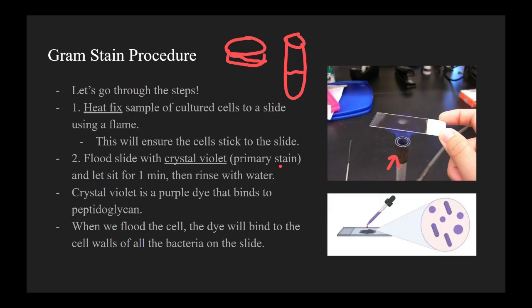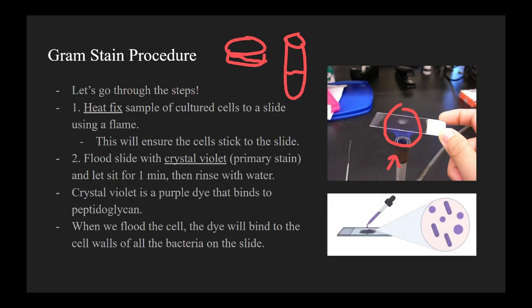What that's going to do is that it'll adhere all the cells you collected onto the slide so that they don't get washed off when we're applying the dye or when we're rinsing off the dyes later on. All right, so next step, you're going to flood the region that has the cells with our primary stain, which is called crystal violet. And as you can expect, it's a purple dye. We'll let that sit for a minute so that the cells absorb all the crystal violet, and then we'll rinse it off with water.